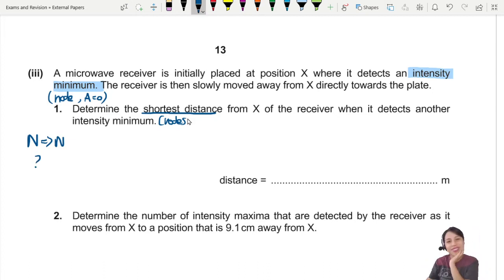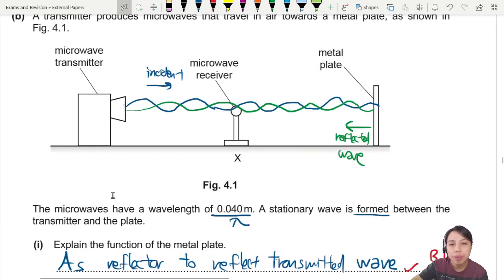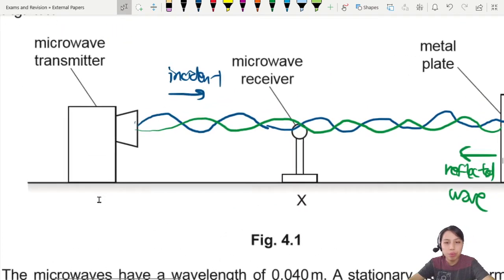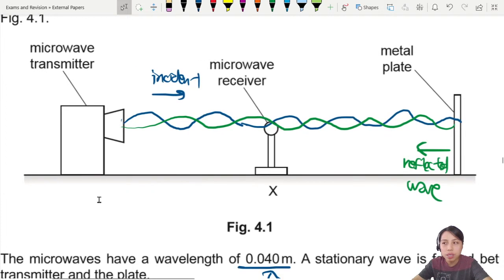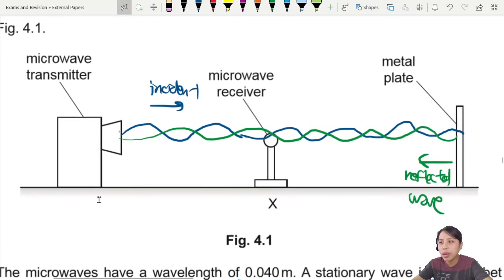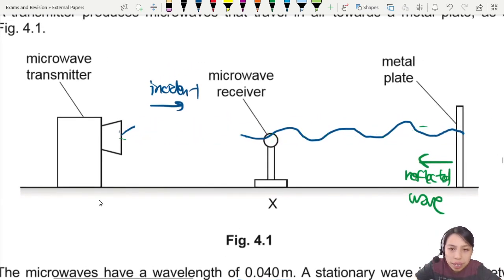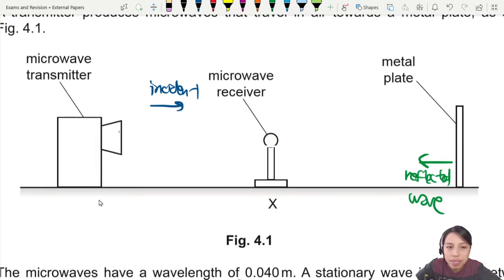How to find? Maybe a diagram will help us a little bit here. Let's go to the picture again. I'm going to zoom this real big so we can get a good look. So you have a stationary wave here. And let me redraw this nicer and bigger.